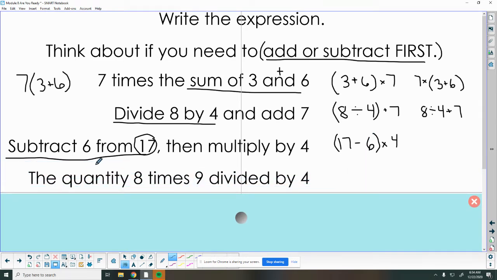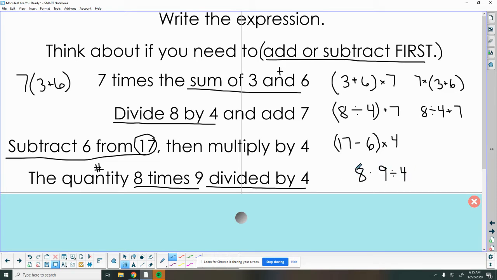Here, the quantity, so remember that is just another word for numbers. So the number 8, so we have 8. We're going to times by 9 and then divide by 4. So 8 times 9 divided by 4. So see if you can write that out. So we've got 8 times 9, and then we're going to divide by 4.